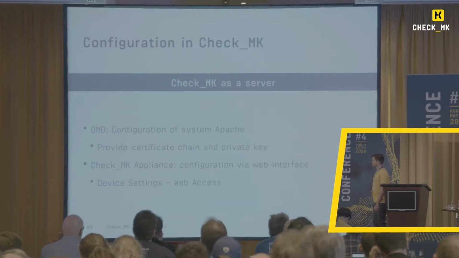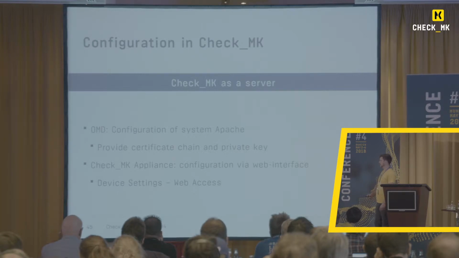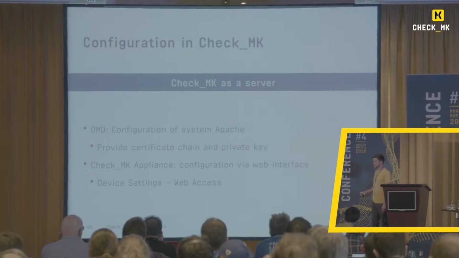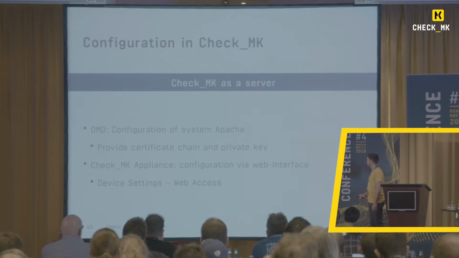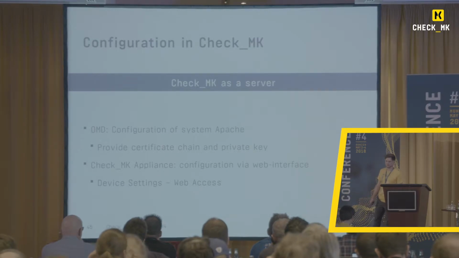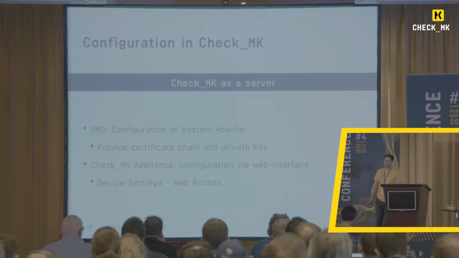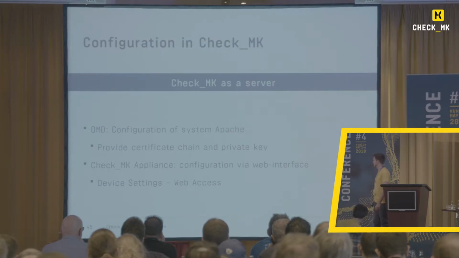The other side, if we now want to secure our server, the server we're connecting to, there are two options of doing so. Either I have an OMD installation, in that case the system Apache is running, and I would have to configure it manually. That means I have to give it my certificate chain, also my private key that the server needs in order to do the TLS handshake. And of course, that is just an Apache configuration, so you would have to read the documentation as to how that works.